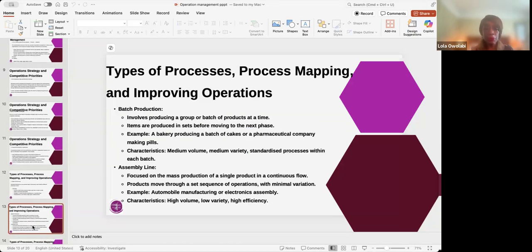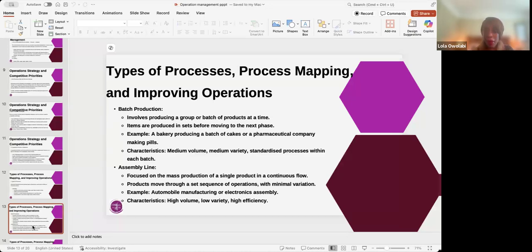And what do they do? Batch production involves producing a group or batch of products at a time. The items are produced in sets before moving to the next phase. Example, a bakery producing a batch of cakes or a pharmaceutical company making pills. The characteristics are medium volume, medium variety, and standardized processes within each batch.